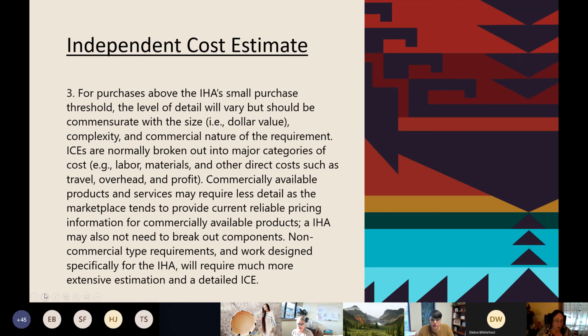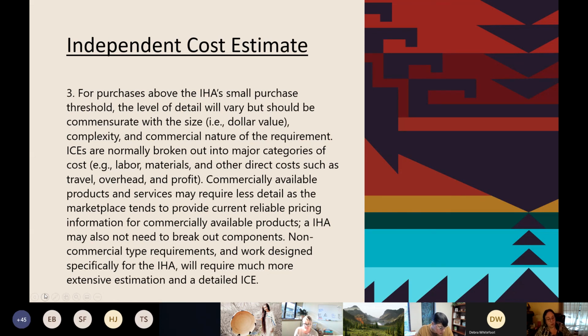Their ICEs are not normally broken out to major categories of cost: labor, materials, profit, and other direct costs such as travel, overhead, and profit. Commercially available products and services can require less detail, as the marketplace tends to provide current reliable pricing information for products that are commercial and readily available on the market. Your housing entity may not need to break out components.